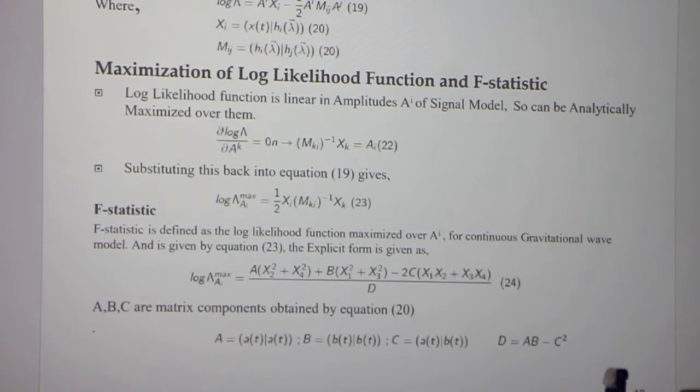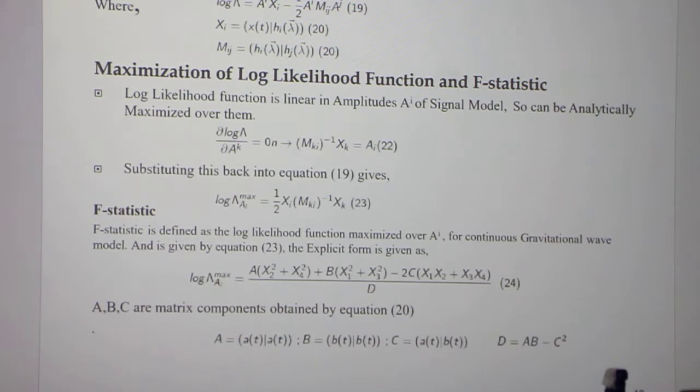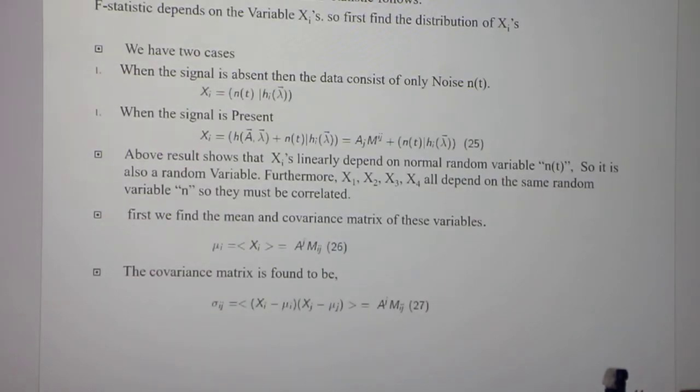Yeah, so the maximized version of the log likelihood function is called the F statistic, and the x1, x2, x4 are basically the xi's defined earlier. This is basically a scalar product of the signal with the data. Moving on to the next slide.